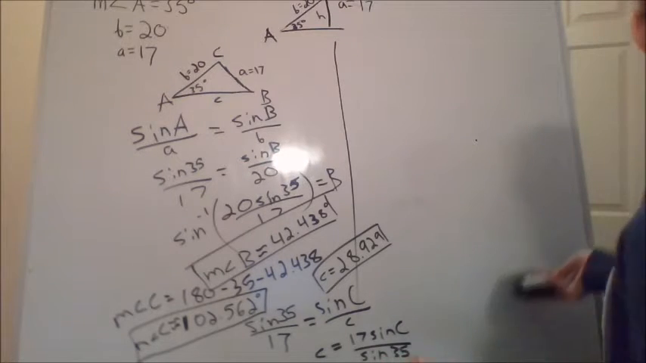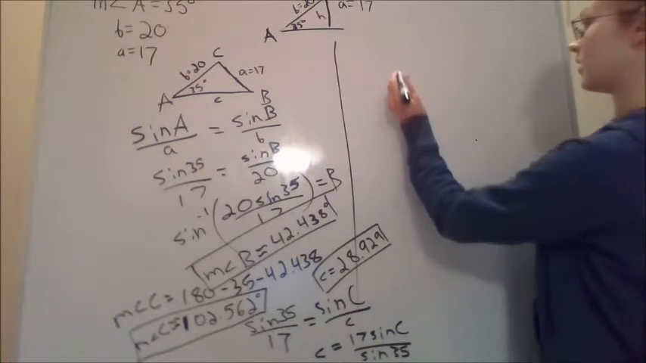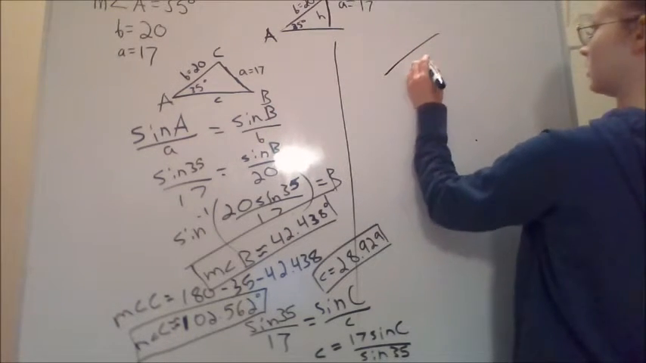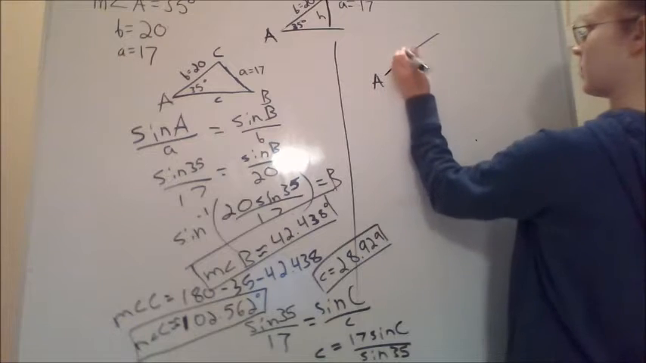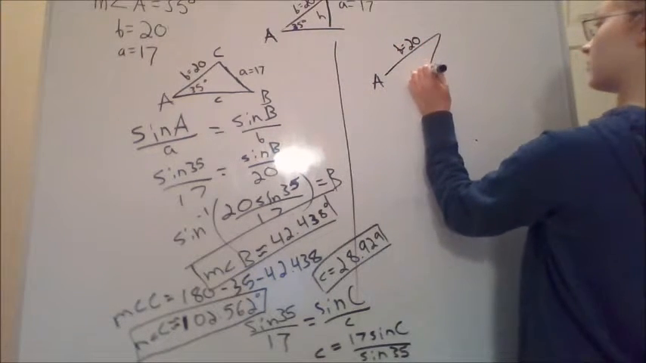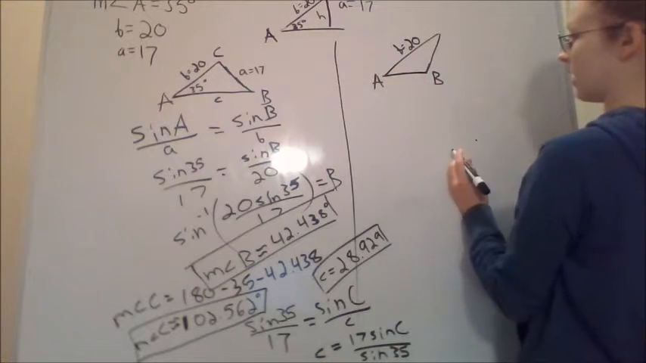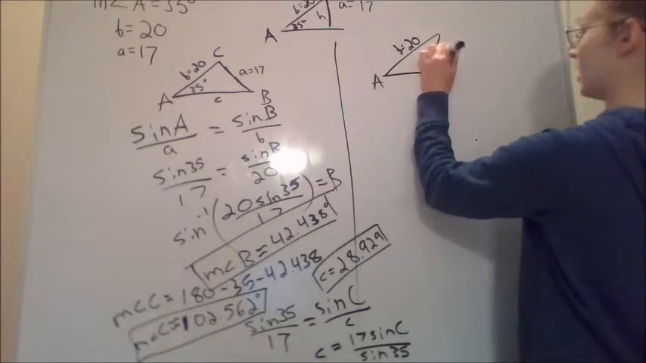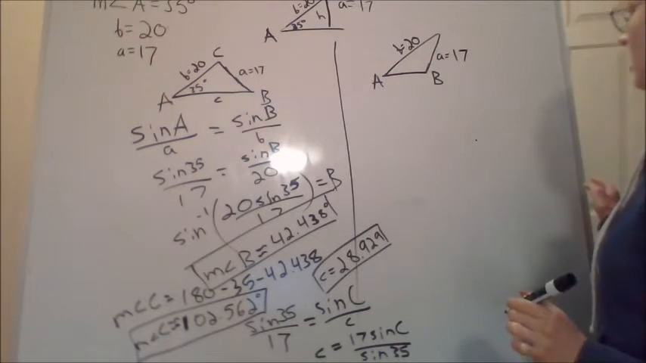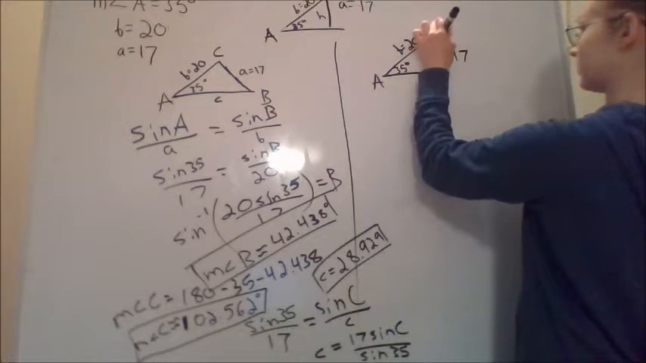So let's consider our second option though, and that's that B is obtuse, meaning that, not meaning that it's stupid, but that it is greater than 90 degrees, like that. So this is going to be our A, and that's going to be 17. And so this is 35 degrees.